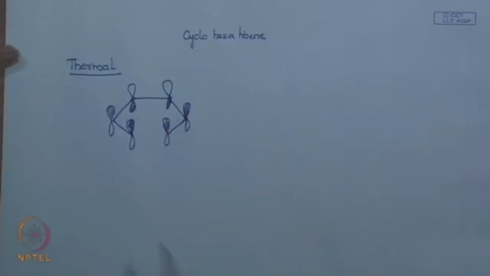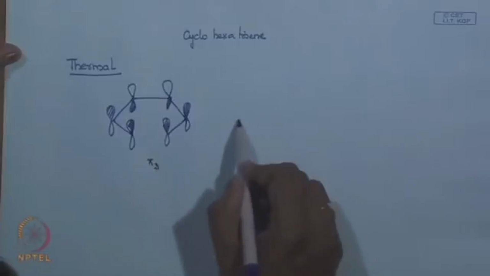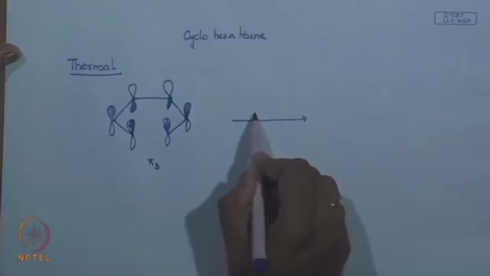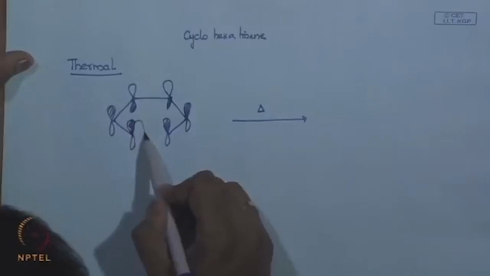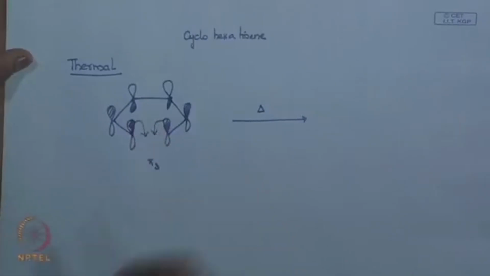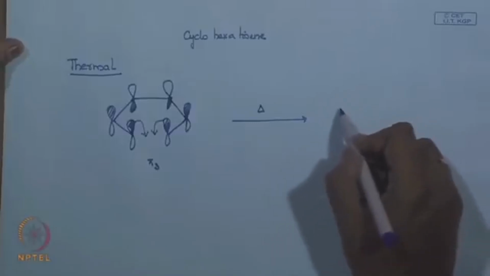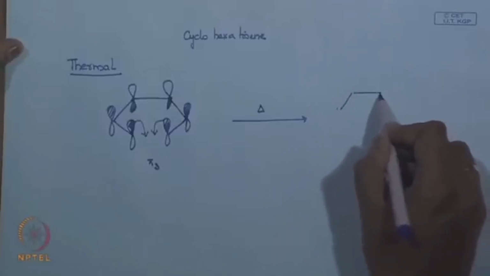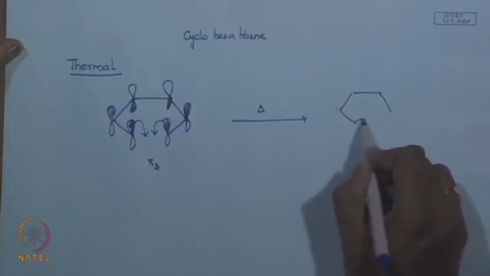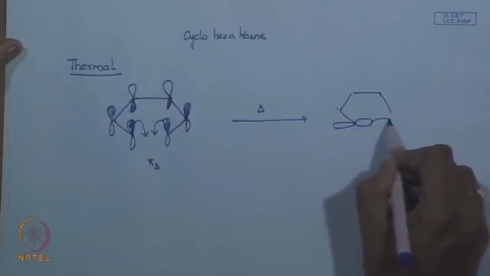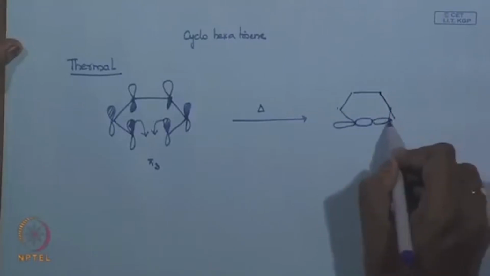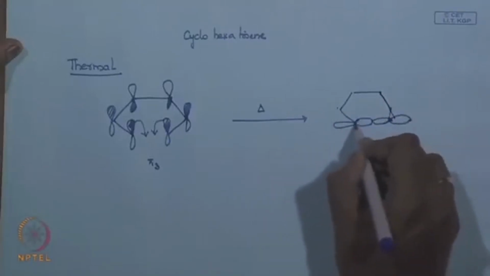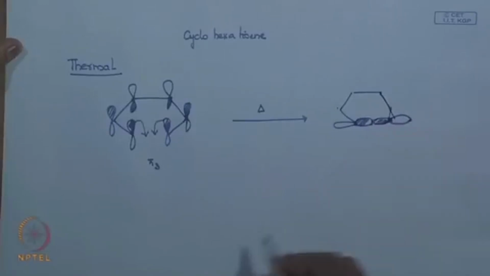So, that is your pi 3 system. So, this is in heating. So, what we can think about is whether you get a con or this. So, this I can, because I am interested in bonding.